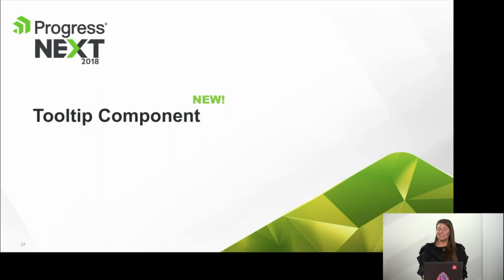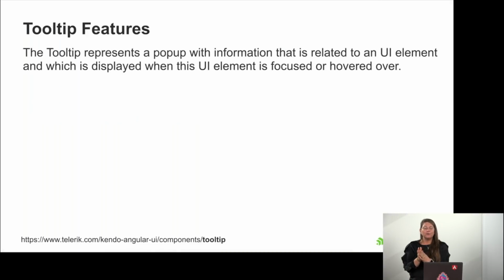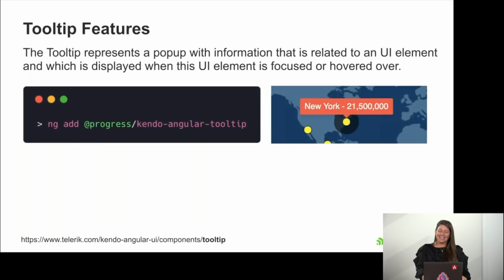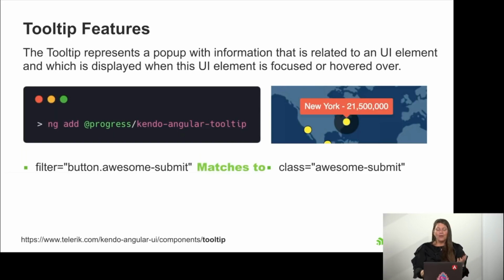Our next fun one is the tooltip component. Tooltip features, yes. So the tooltip is, if you've never used a tooltip in your life, the little pop-ups whenever you hover over an element and it gives you additional info. And so our tooltip, of course, you can use ng-add to add it into your project. And then this is an example of what our tooltip looks like on a map. However, you might be asking yourself, can I just hover over dots on a map for my tooltip? And of course not. We offer it on any element. And so if you're wondering how to attach that to an element, you'll literally add a filter attribute.